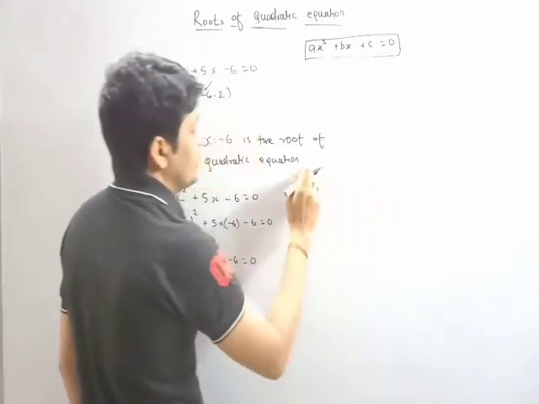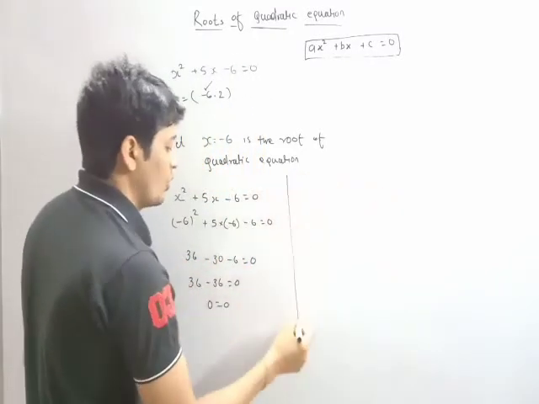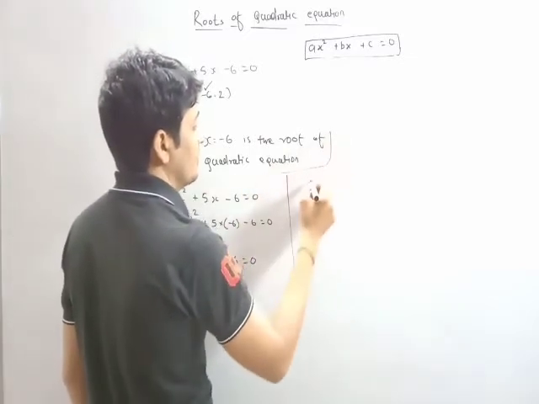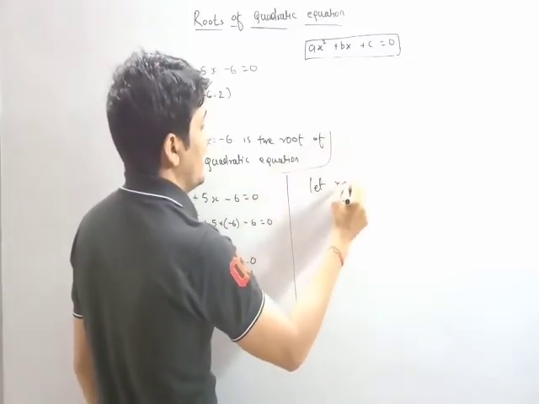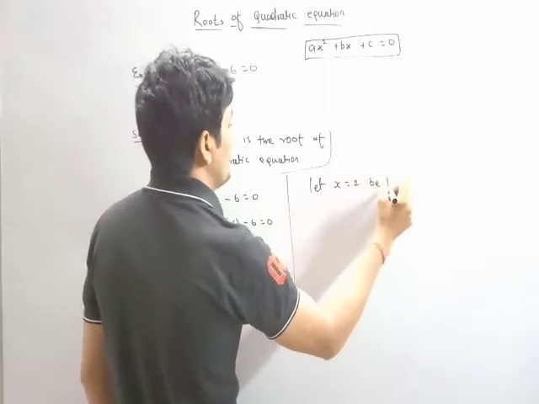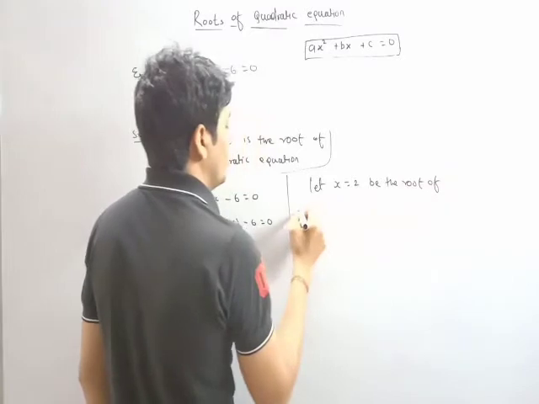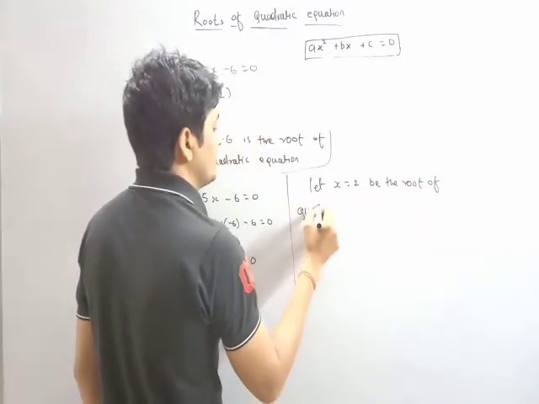If we put x equals 2, then we will check whether 2 is going to be a root of the quadratic equation or not. So let x equals 2 be a root of the quadratic equation.